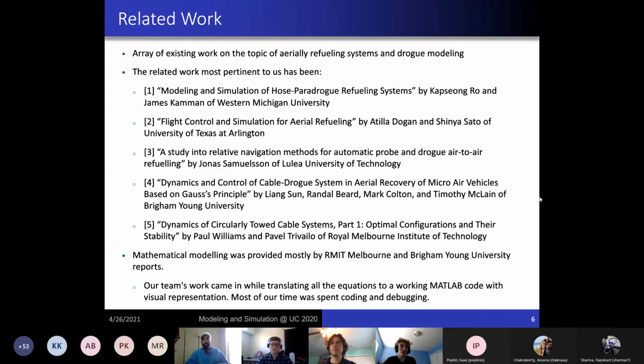All right, so I'm going to go over the related work. As Hassan and the previous group mentioned, there's quite an array of existing work out there on aerial refueling systems and drogue modeling. We mainly refer to 5 references, the most important being reference 4 and reference 5. This is where we got the vast majority of our mathematical modeling, from MIT Melbourne and Brigham Young University. So our team's work came in translating these equations to working MATLAB code, and also making sure that we had a visual representation of what was actually being calculated.